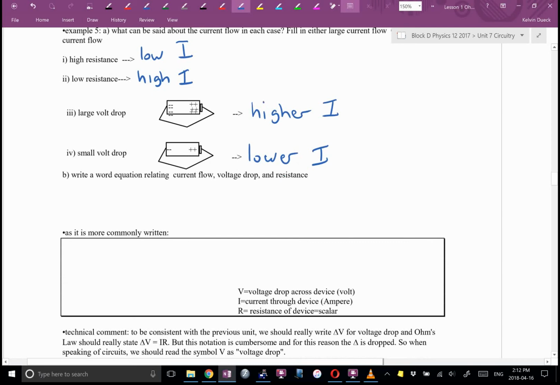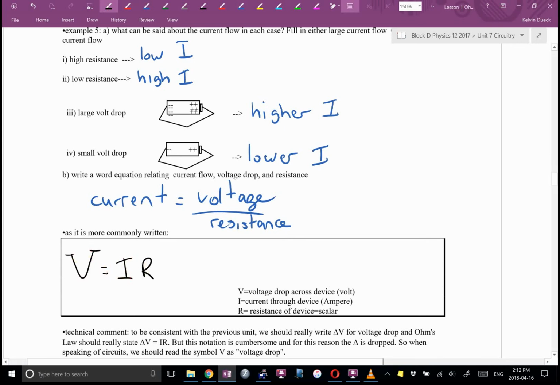In a word, it looks like this. Current equals voltage over resistance. The way you saw it in Science 9, we got the V by itself, and you saw it as V equals I times R. This is called Ohm's law. It's the one that's worth memorizing during this unit. You will memorize it because you get sick of looking it up.